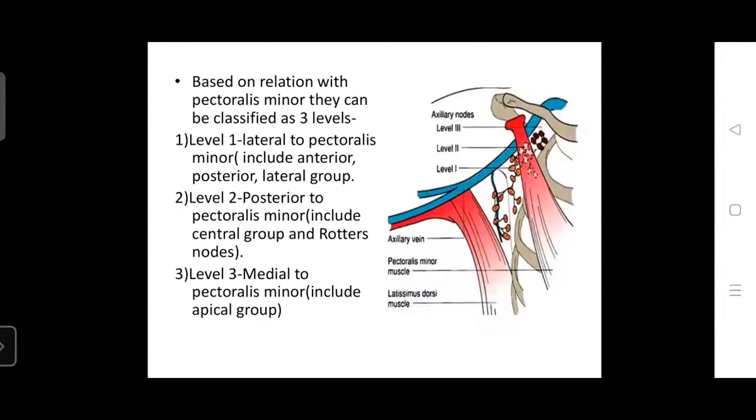Level 2 lymph nodes include the lymph nodes which lie posterior to the pectoralis minor muscle. These include the central group of lymph nodes and the Rotter's group of lymph nodes, or the interpectoral group of lymph nodes. And level 3 lymph nodes are the lymph nodes which lie medial to the pectoralis minor muscle. And these include the apical group of lymph nodes.